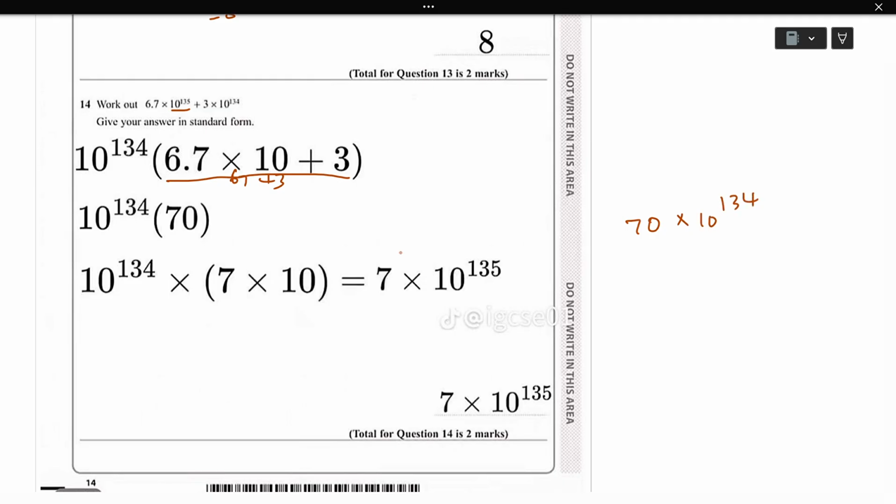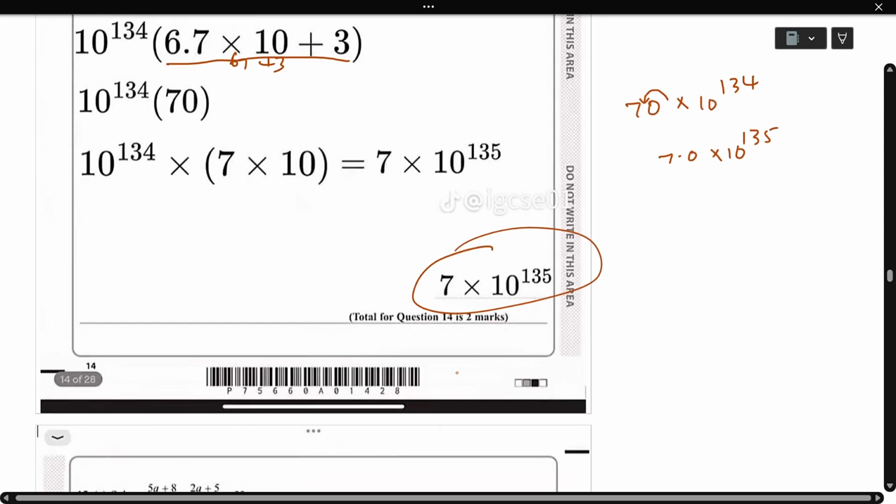We need to write the answer in standard form, with one place before the decimal. So the decimal has to be here. We need to move one place, so we need to add 1 to the power. So 7.0 times 10 to the power 135. That's why the answer is 7 times 10 to the power 135. We can also write 7.0 times 10 to the power 135. Both are correct.